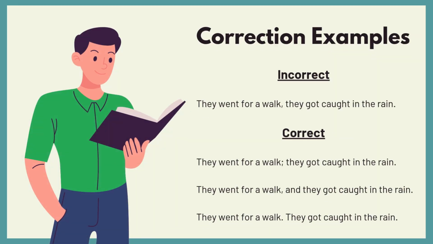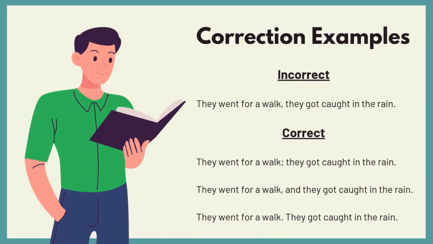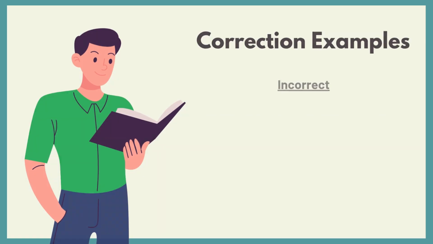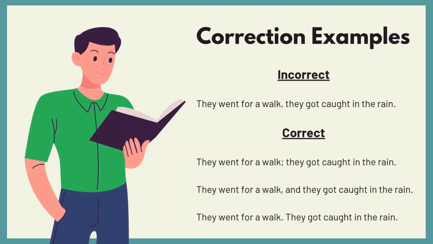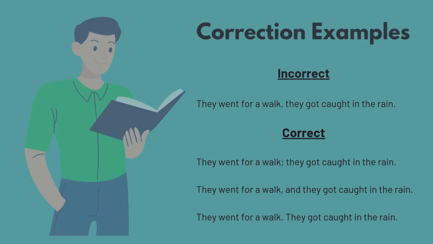Correction examples. Incorrect. They went for a walk, they got caught in the rain. Correct. They went for a walk; they got caught in the rain. They went for a walk, and they got caught in the rain. They went for a walk. They got caught in the rain.